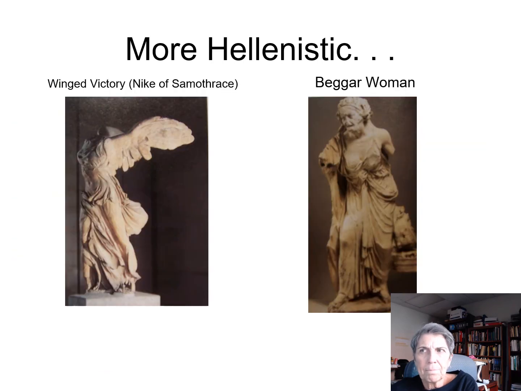So here's a beggar woman, and that just means to show you, look, poor people, like all civilizations, and you would never see this subject in the classical, ever. Hellenistic, anything goes. This is Winged Victory. Her name is Nike of Samothrace. Nike shoes were named after this sculpture because the earliest Nike symbol was a little red wing.